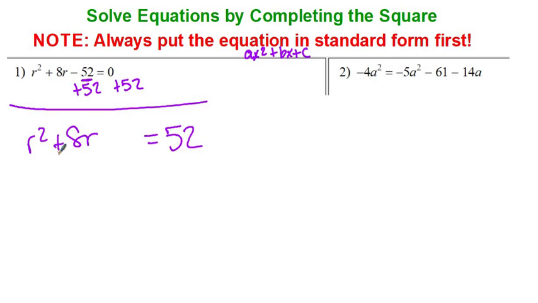So hopefully you might remember from the last time. The process for completing the square is we take half of this number, which is 4, and we square that, and we would get 16. This is now a perfect square. This is going to factor.